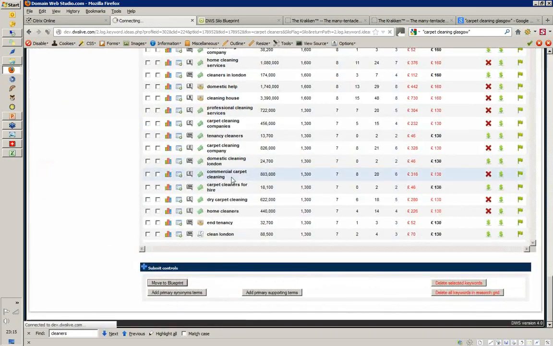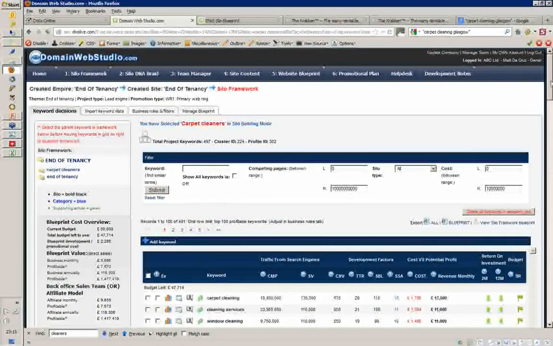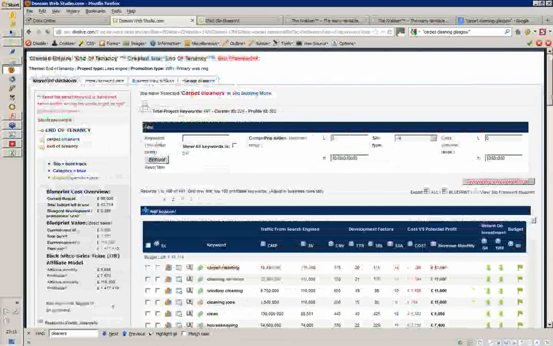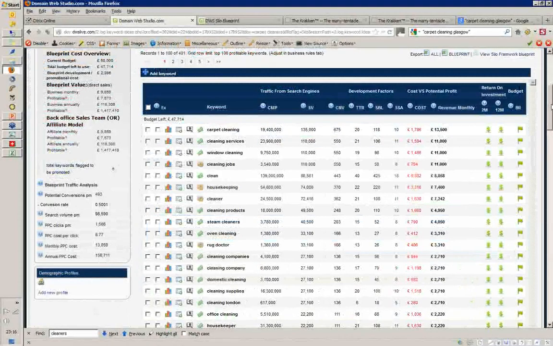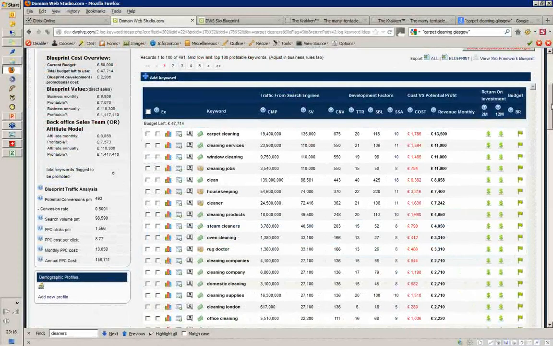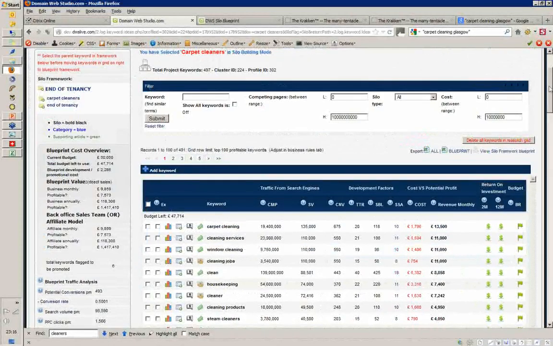Is there an ideal number of categories for the silo? When you're looking at Domain Web Studio, it tells you the recommended number of SSAs, which is the category headed, suggested supporting articles for that particular keyword. That's going to give you an idea of how many pages you need on your website to support that theme.